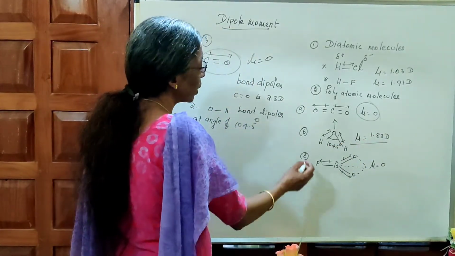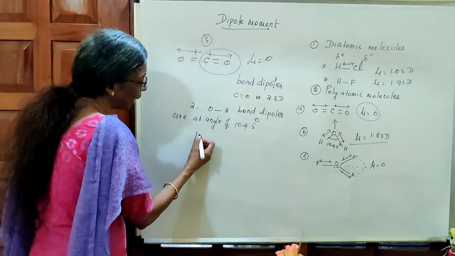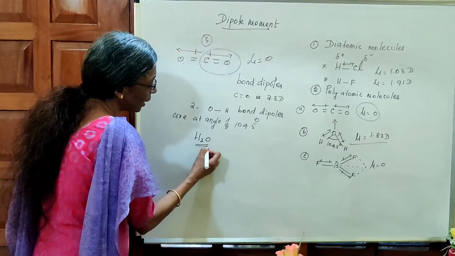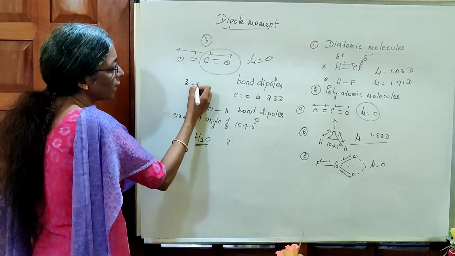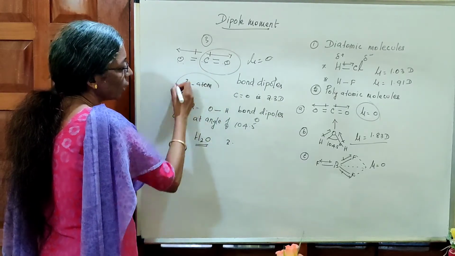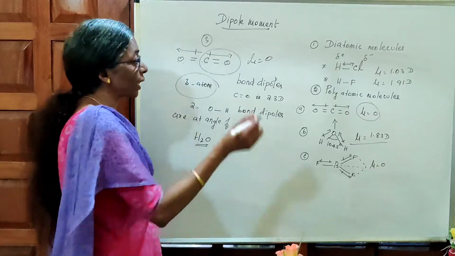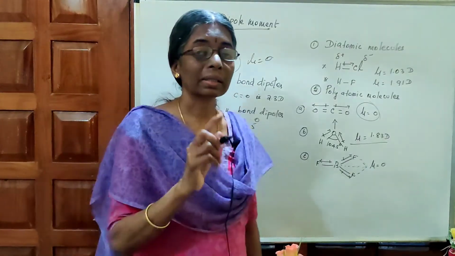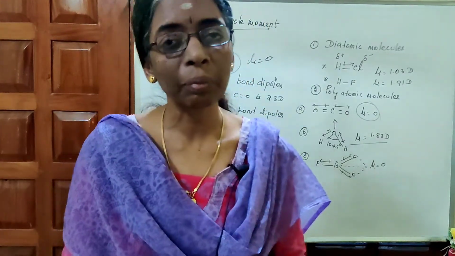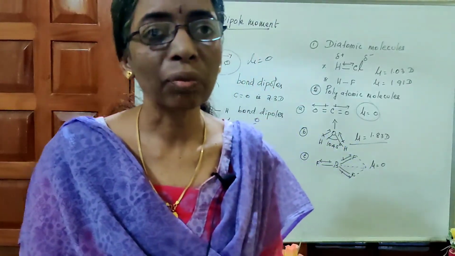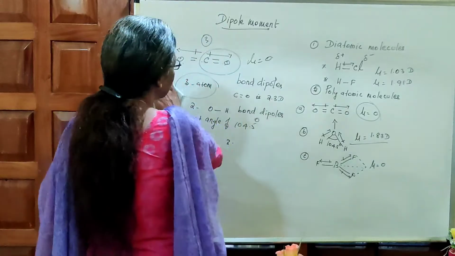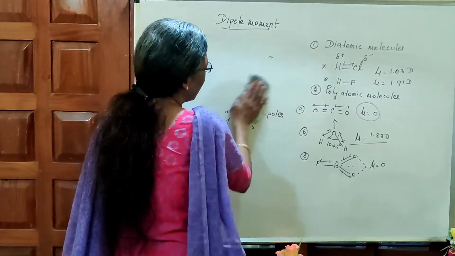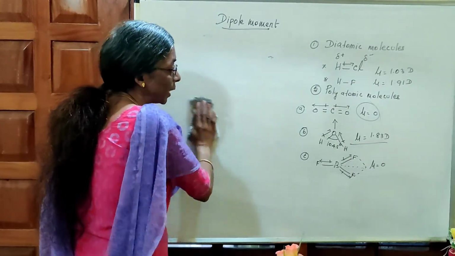So here you see water, H2O, also contains 3 atoms. Carbon dioxide also contains 3 atoms. But in case of carbon dioxide, the resultant or net dipole moment is 0. In case of water, it is not 0. Is it clear? Now next let us see what is the net dipole moment of BF3.